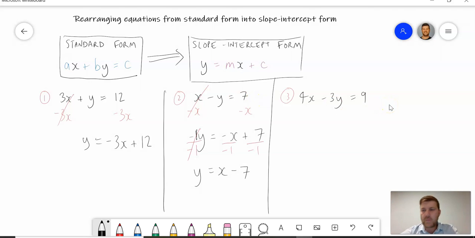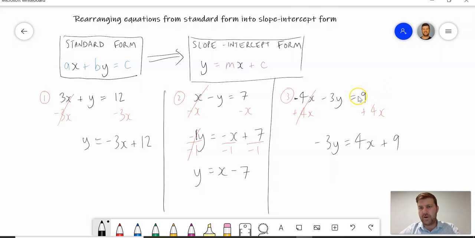Simple as that. The last example, in fact, let's just change this example a little bit, because I've had two examples with positive 3x over here, positive x. Let's make that negative 4x. Take 3y equals 9. Now, the first thing, again, I'm going to get rid of that x term. So in this case, I'm going to add 4x over here to cancel that out. But again, I need to do the same on the right-hand side, so add 4x over here. That leaves me with minus 3y equals 4x plus 9.